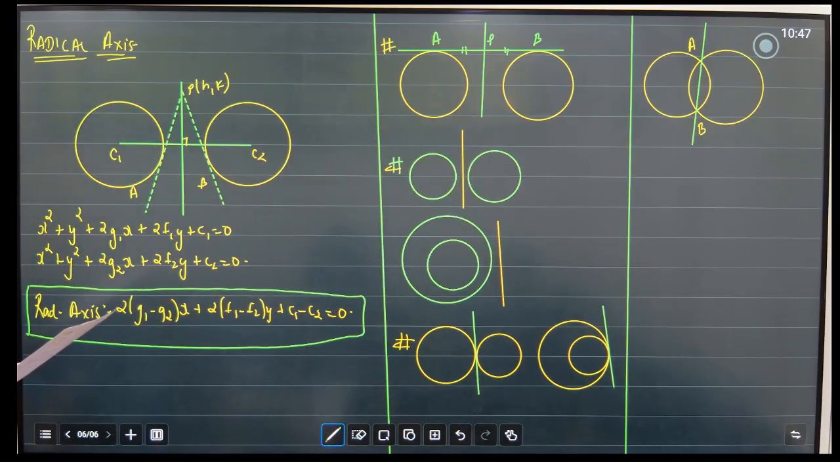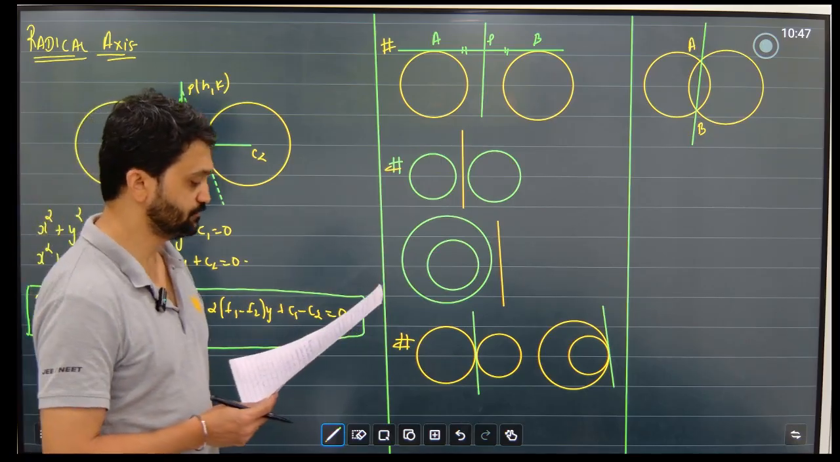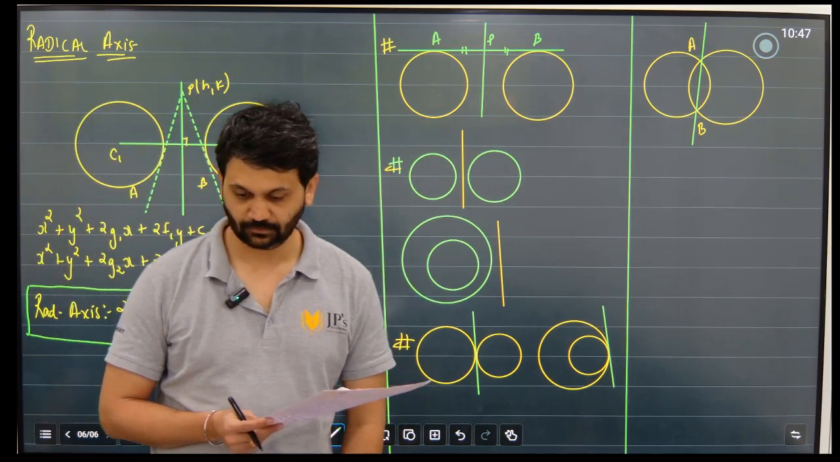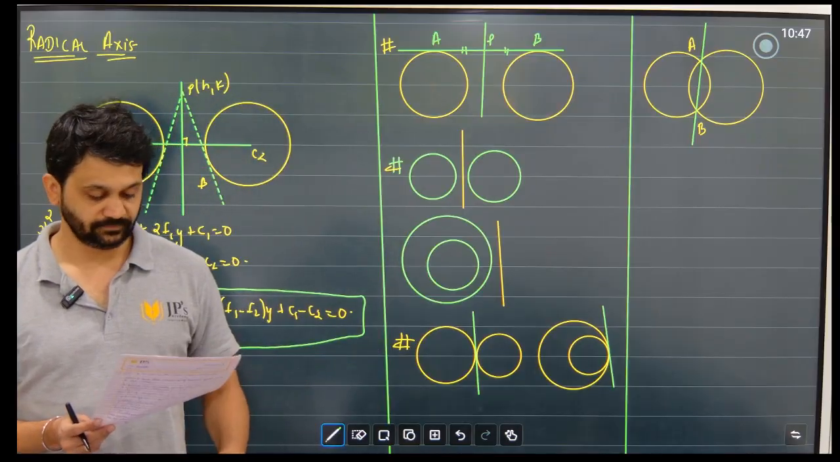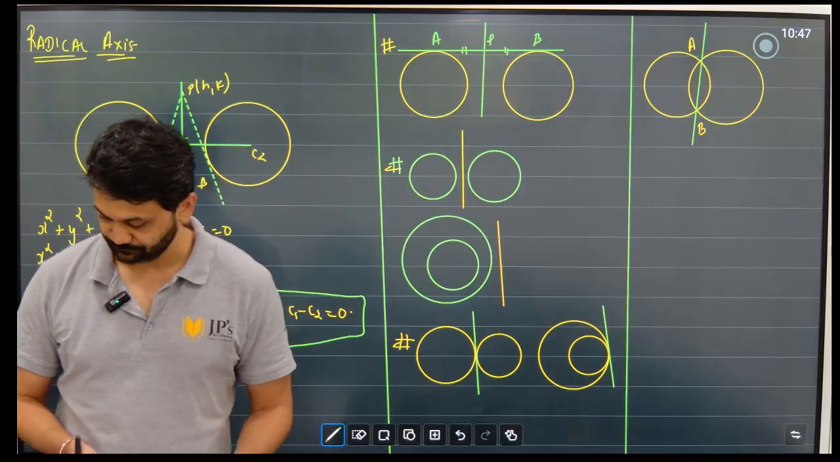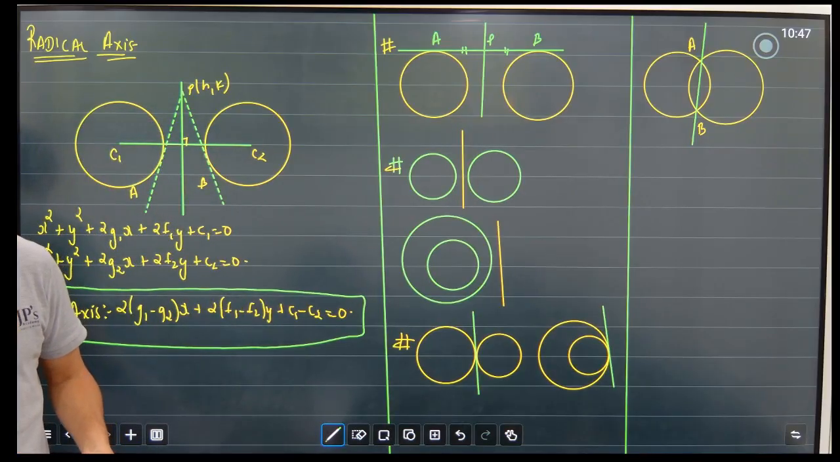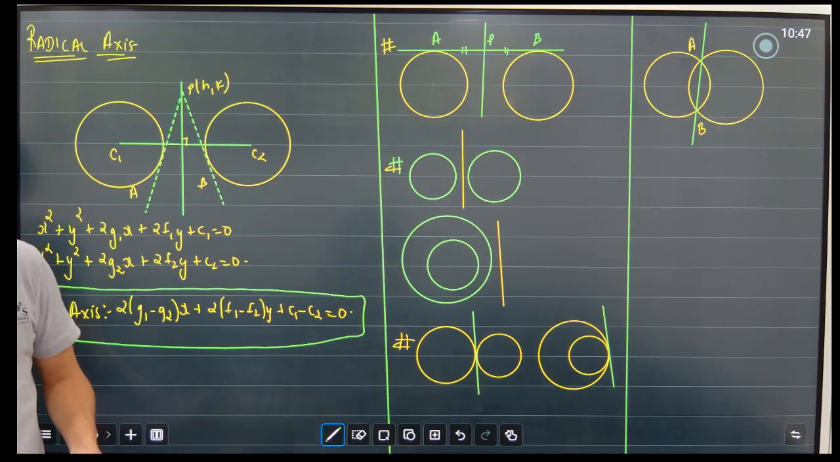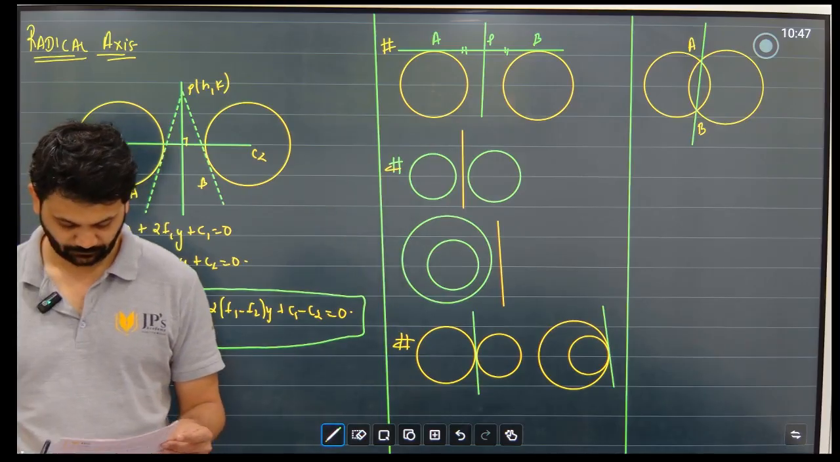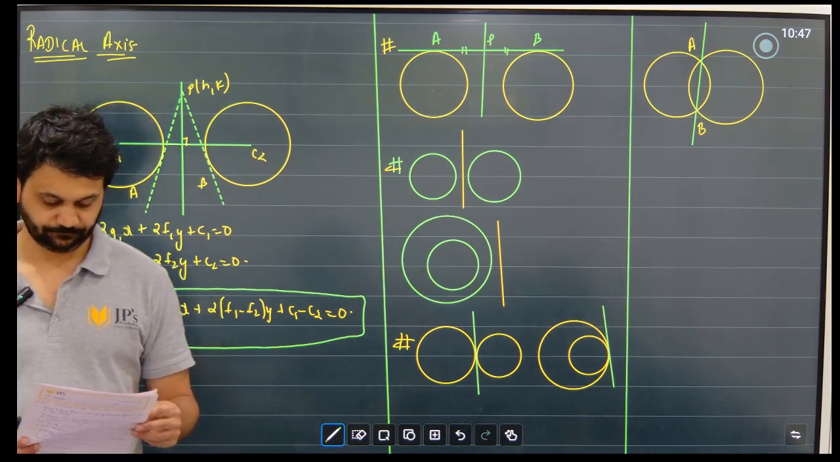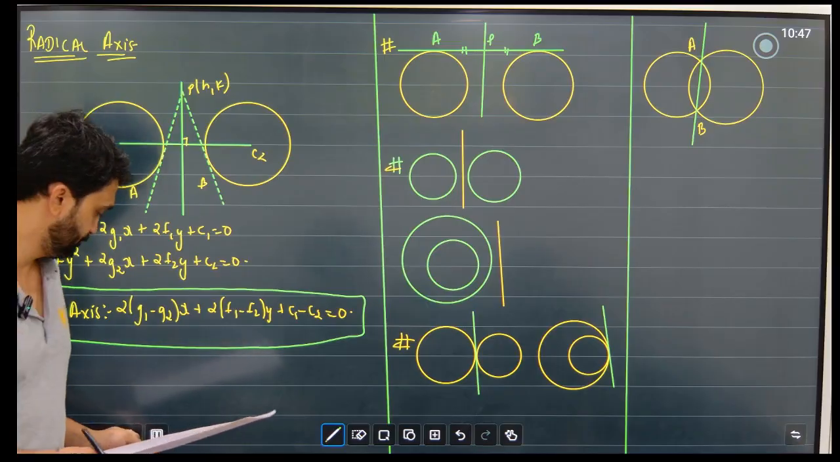If two circles are concentric, the radical axis does not exist. Okay. Next point, next topic.